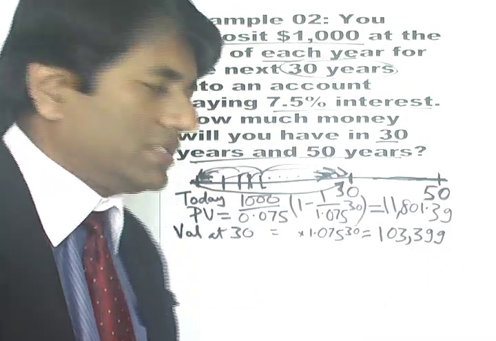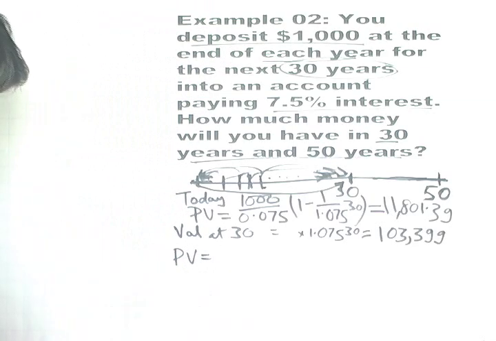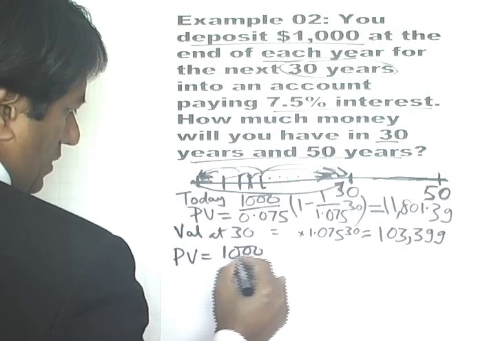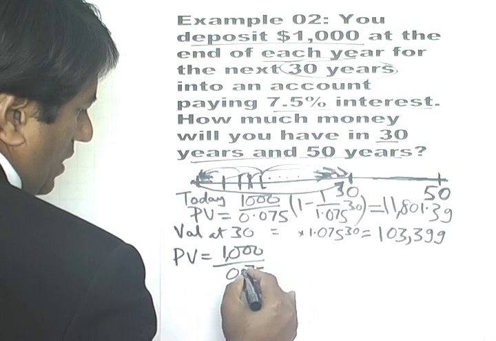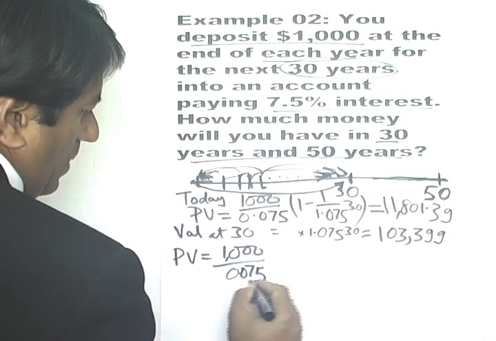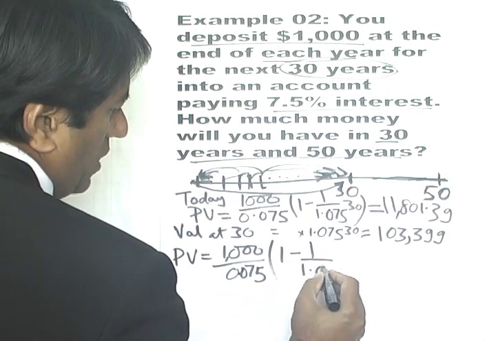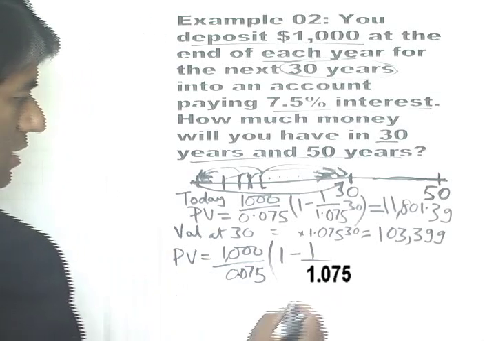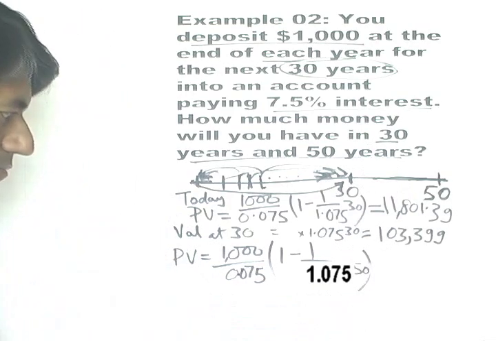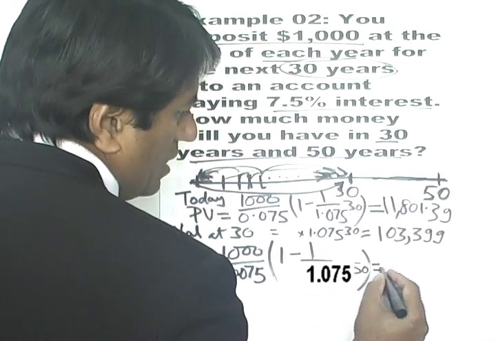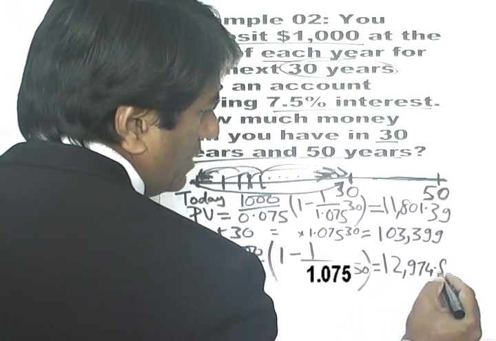Similarly, for 50 years, you can find the present value to be 1,000, again divided by the discount rate, 0.075, into 1 minus 1.075 to the power 50, and that equals 12,974 and 81 cents.